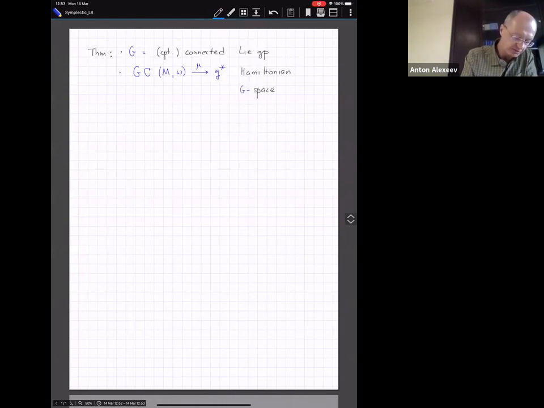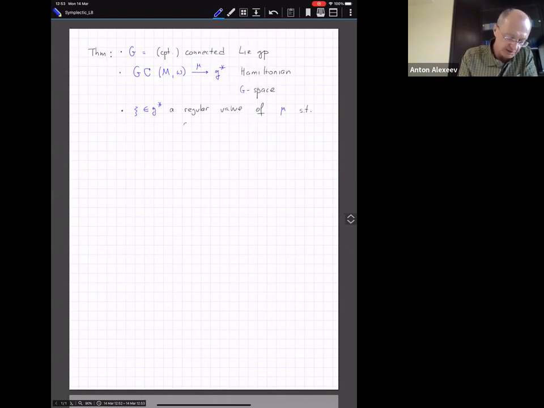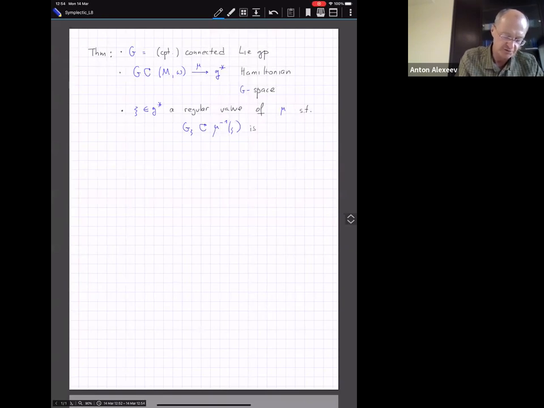And finally, we have one more piece of data: psi in G star, a regular value of mu. And for simplicity, we also assume that G psi, which acts on the fiber, so this action is free, right? So these were the conditions of the theorem.